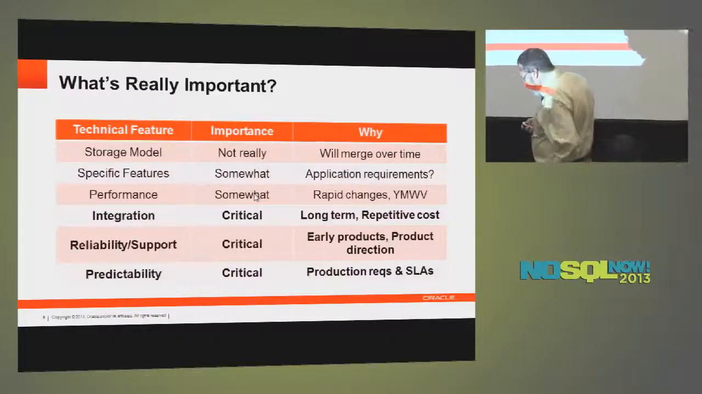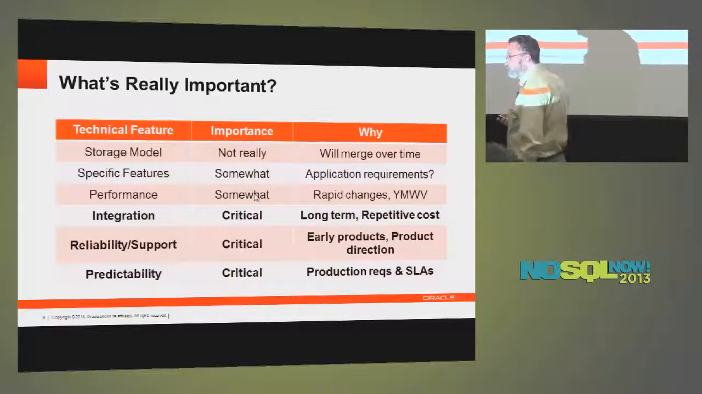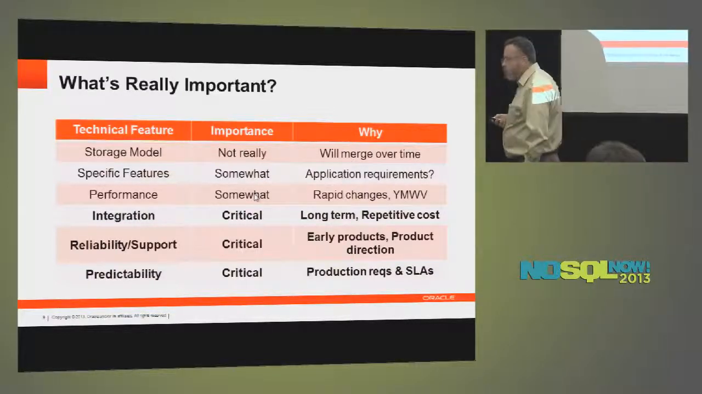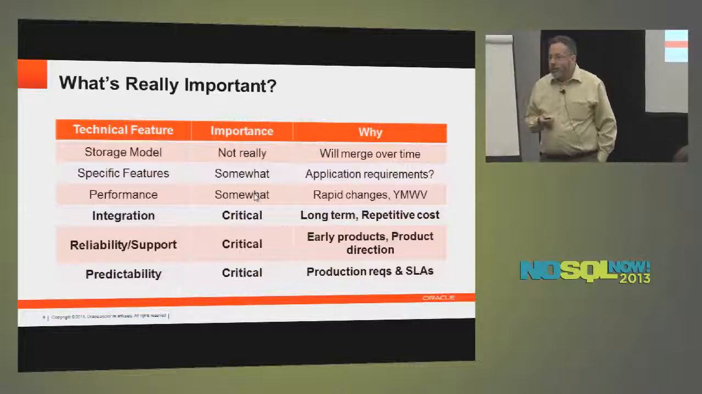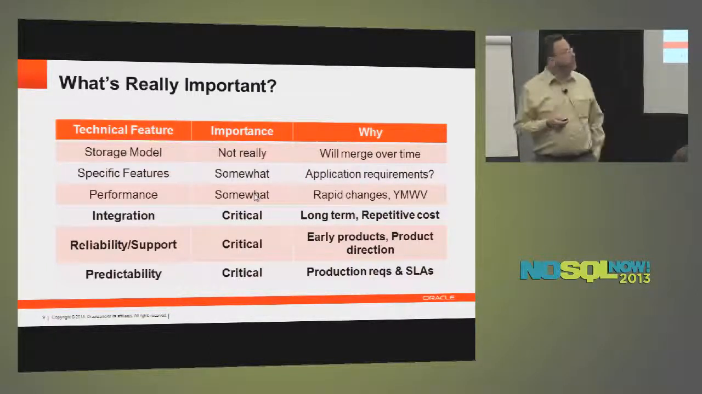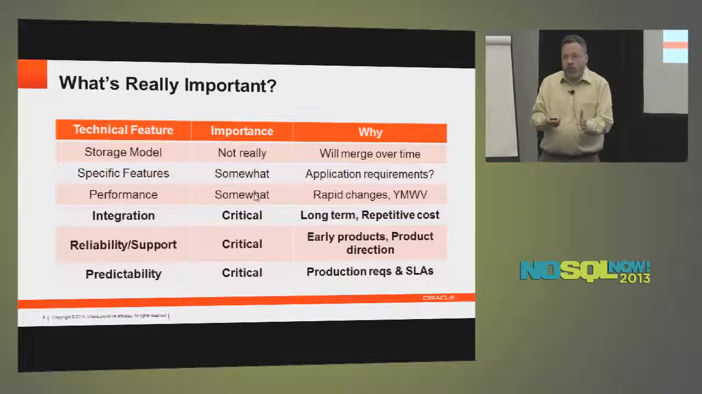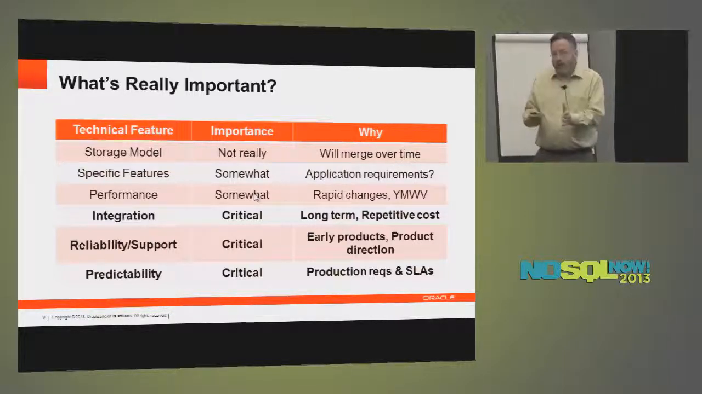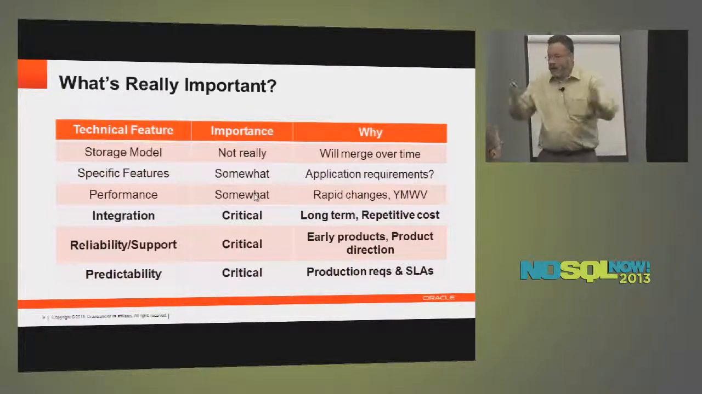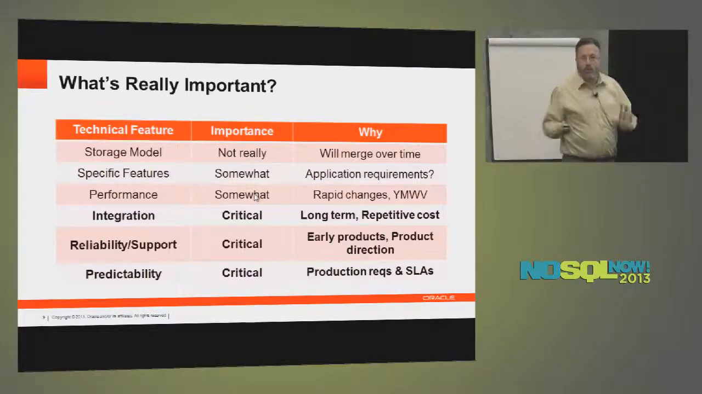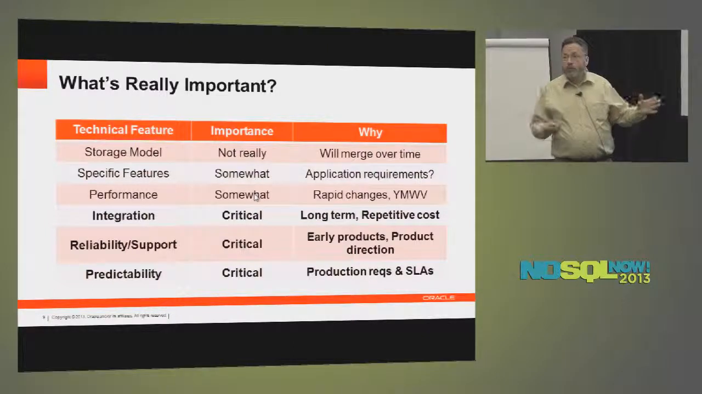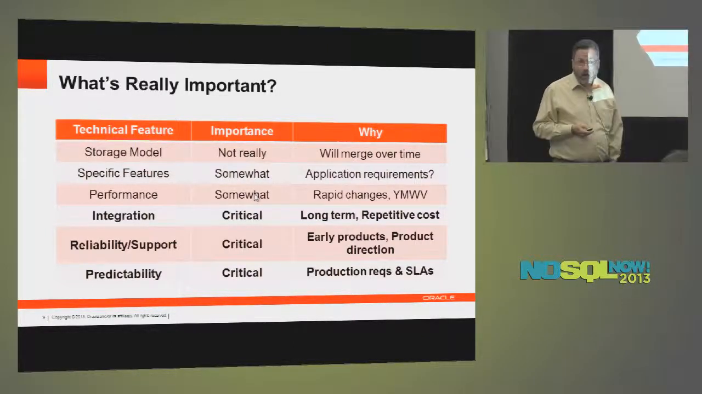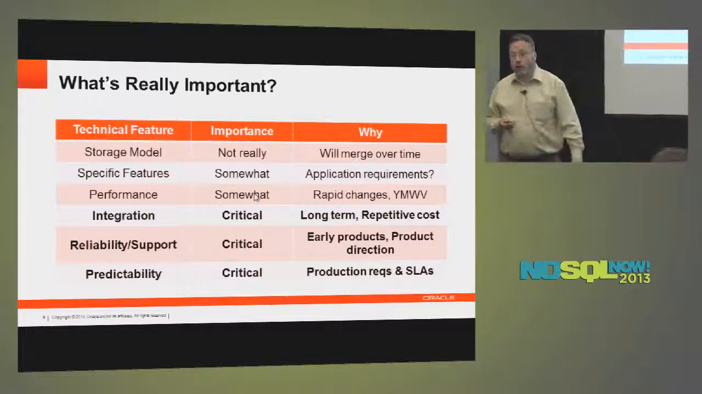That brings me to the question of how do you evaluate a NoSQL product? We're a bunch of techies, and so naturally our inclination is to say, oh, this is a key-value database versus a document database versus a graph database versus a columnar database. These are convenient buckets we can put products in. My first point is that really doesn't matter a whole lot, because over time, that's all going to merge.